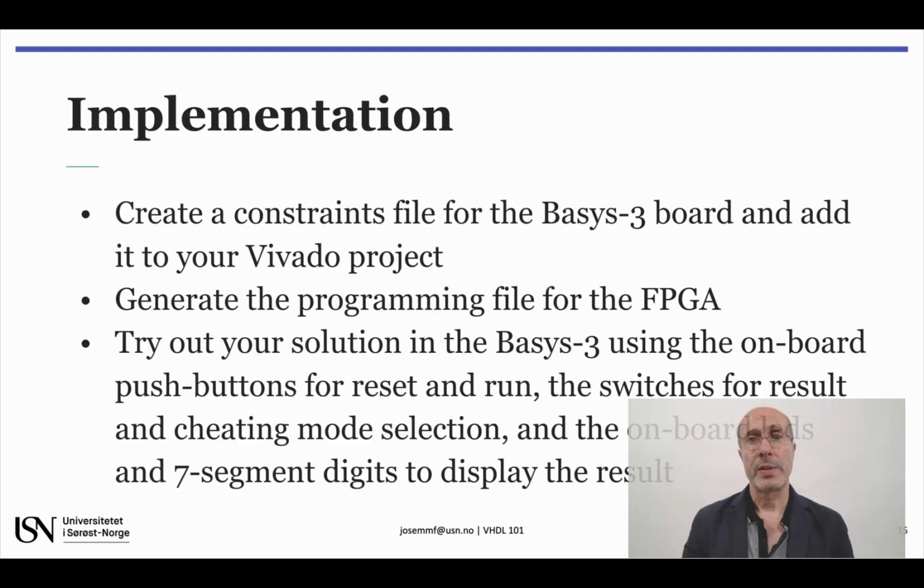Last stage is implementation and starts by creating the constraints file. Once again, you can use the same constraints file that is available from the finite state machine-based implementation, since the pins are the same. Once the file is added, you are ready to generate the bit stream and to program the FPGA, and then you can try it out in the Basys 3 board.